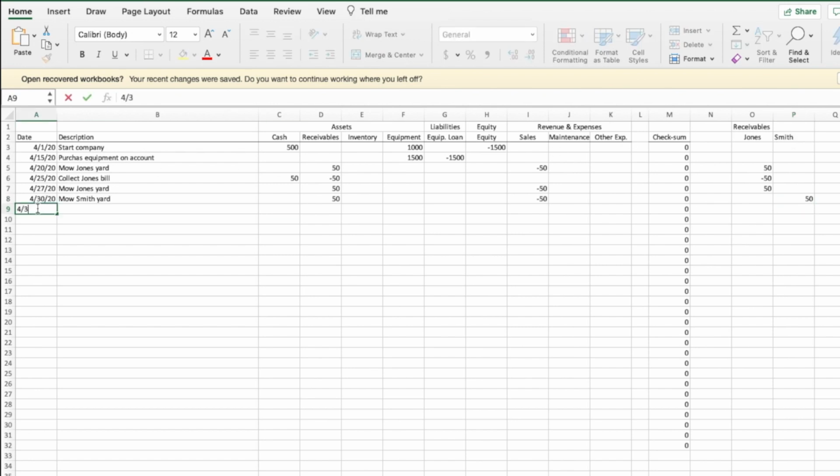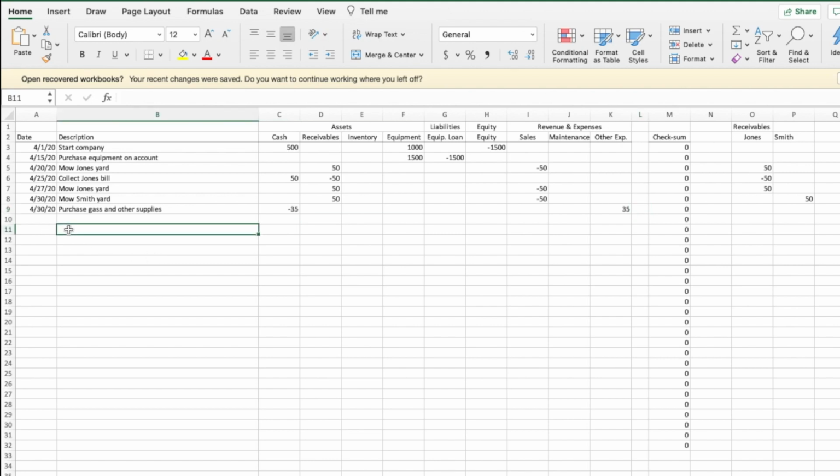And then again on the 30th, I'm going to purchase some gas and other supplies. So purchase gas. Oh, look, I misspelled purchase equipment. Fix that. Okay, go back. Purchase gas and other supplies for $35. So I have $35 less cash, and we're going to put that under other expenses. So $35 of other expenses, that's a positive because it's an expense, and cash is a negative. So I'm going to wrap that up.